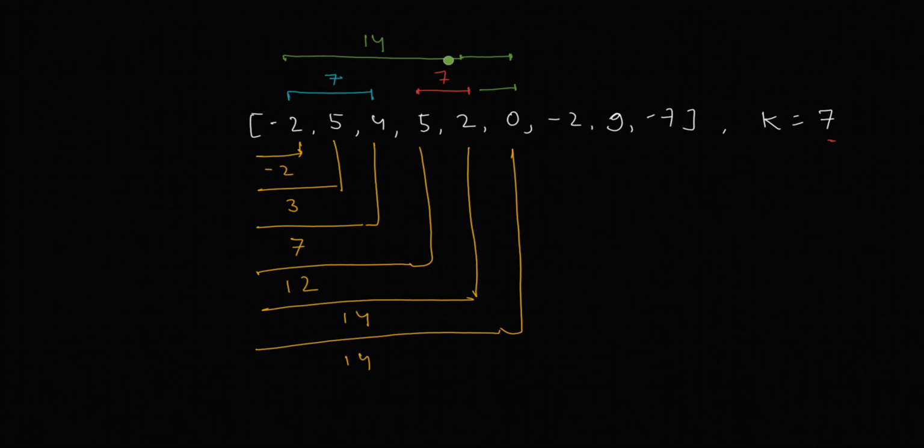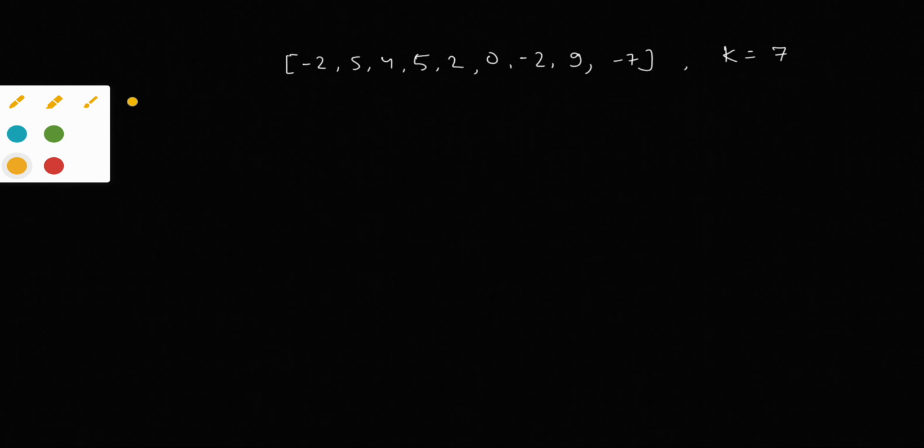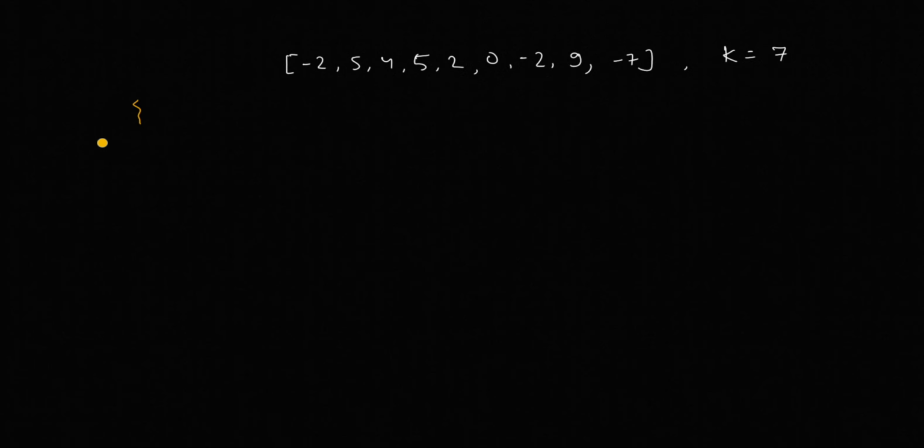So let's try to look at how we can code this out, how we can use whatever we've learned so far. Let's go back to the example that we had, which was -2, 5, 4, 5, 2, 0, -2, 9, and -7, and k is equal to 7. Let's create a map now. So a map for storing the sum that we've seen so far.